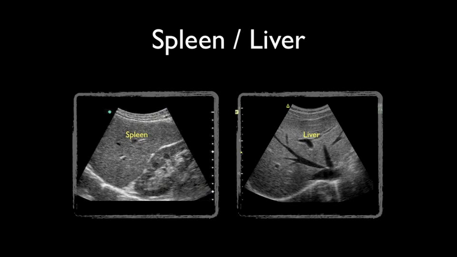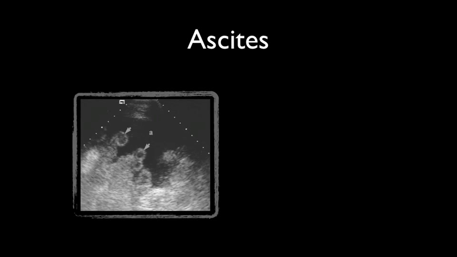The spleen looks very similar to the liver in texture, but its vascularity is very different. As you can see from this picture, the spleen lacks the prominent vascular structures present within the liver parenchyma. Here is an ultrasonographic image of what loops of small bowel look like floating freely in copious ascites.